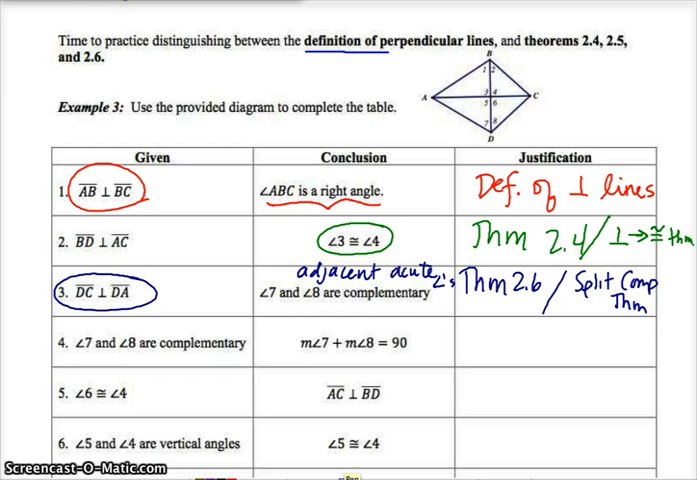Okay, so it says angle 7 and angle 8 are complementary. So what do we conclude? Therefore, we conclude they add up to 90 degrees. Okay, so why is that true?